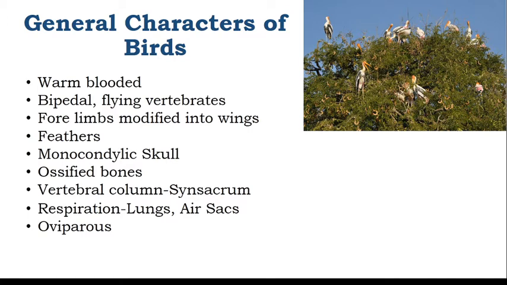Next, coming to the general characters of the birds. These birds are warm-blooded ones, that means they have a constant body temperature, and they are bipedal ones, they have two legs. These birds are the flying vertebrates. In these birds, the forelimbs are modified into wings. This is the most unique character, and the whole body except some portions is covered with feathers.